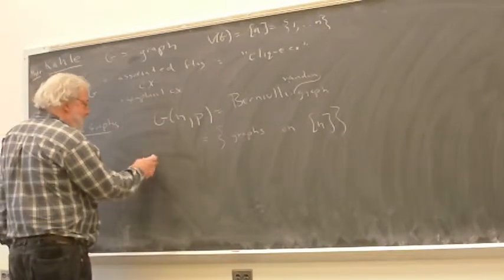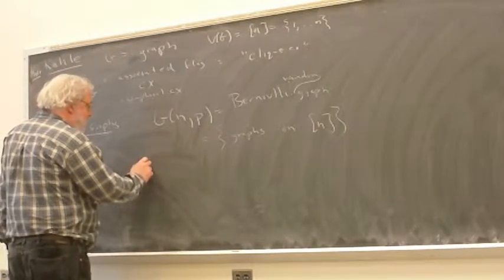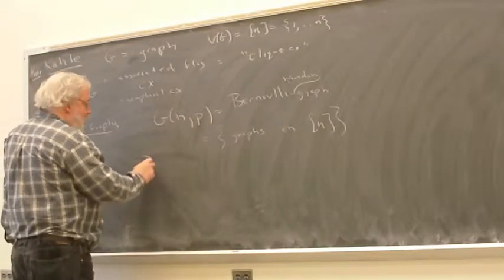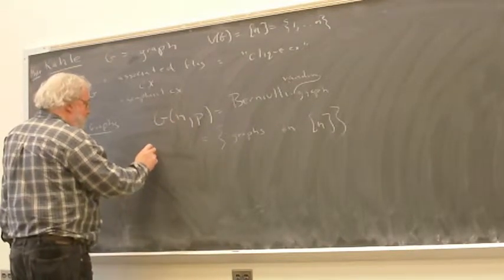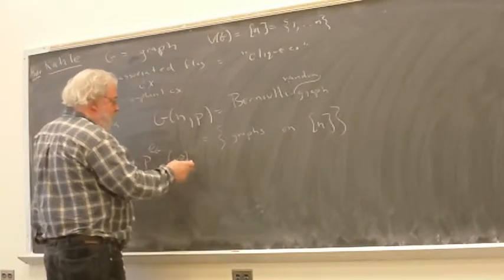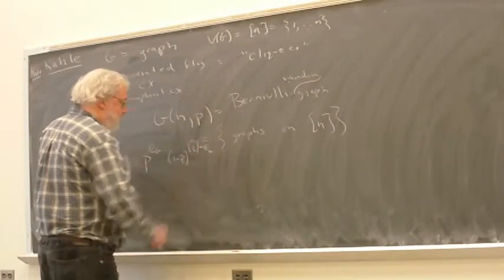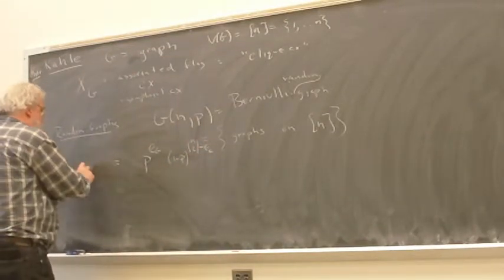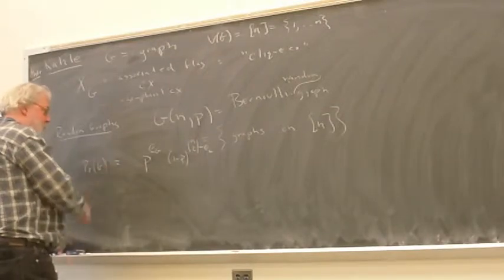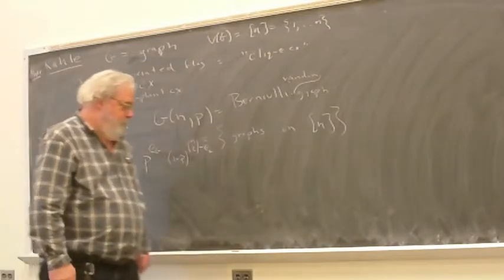So for a given graph, the probability of that graph occurring out of all possible graphs is p to the number of edges times (1 minus p) to the number of things which aren't edges, which would be n choose 2 minus the number of edges. That's the probability that's attached to any single graph. That's what a random graph is.